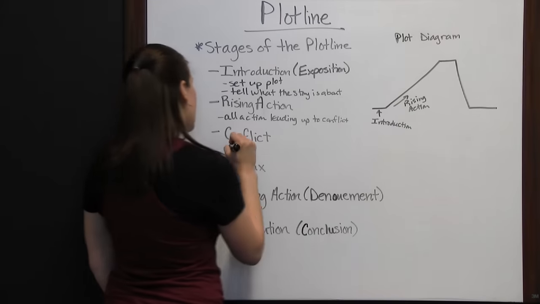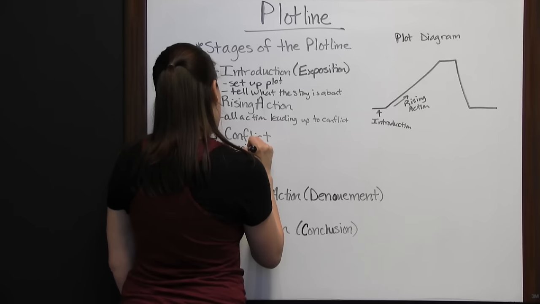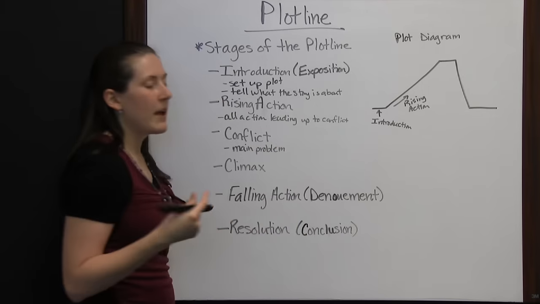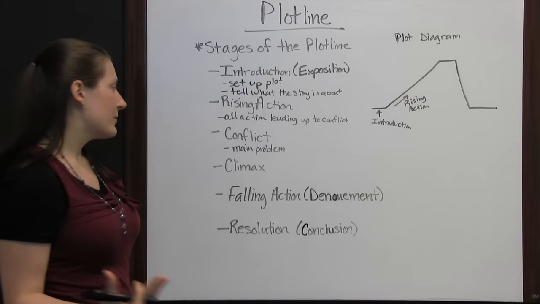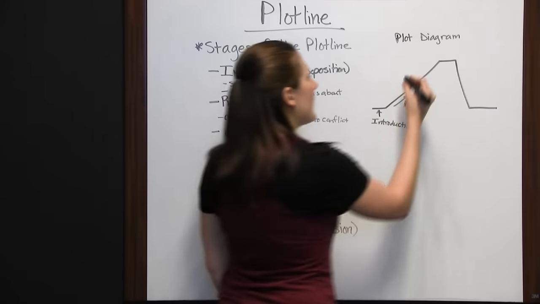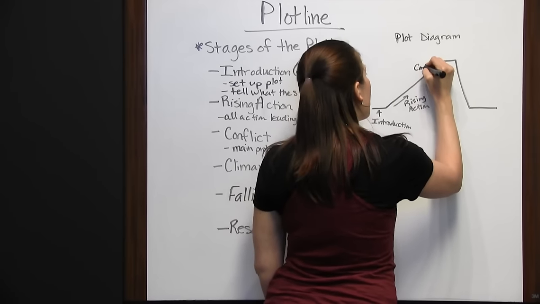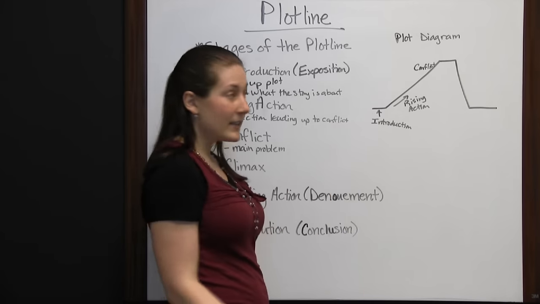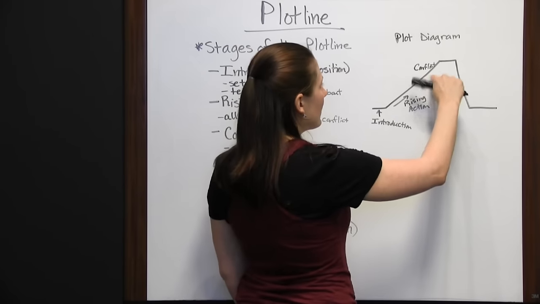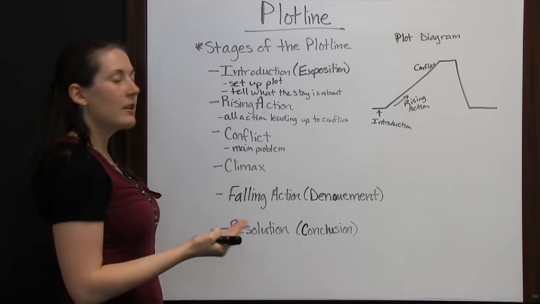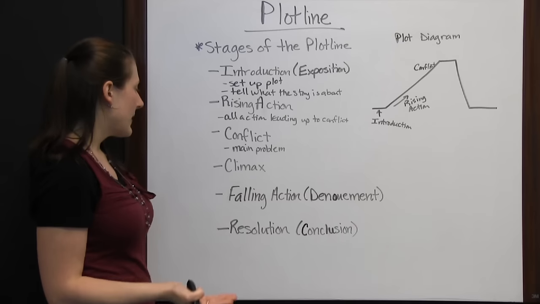Now your conflict is going to be your main problem. Now, there may be lots of problems in this particular story, so the main problem is what your conflict is going to be, and that's located further up on the diagram. So you've got your introduction where everything gets set up, rising action leading up to your conflict or problem. That's the point in the plot where you find out what the main problem is going to be.